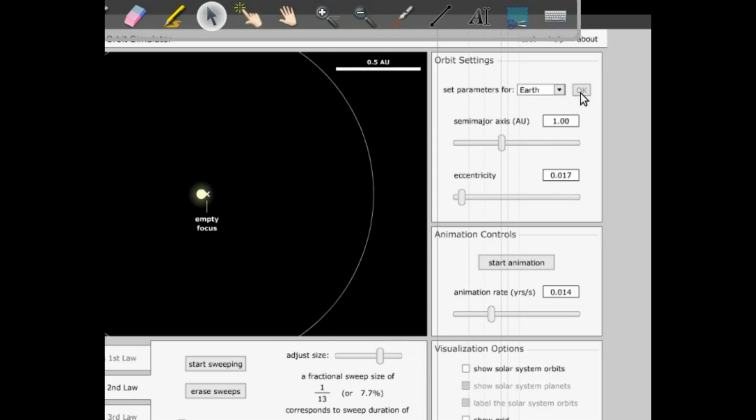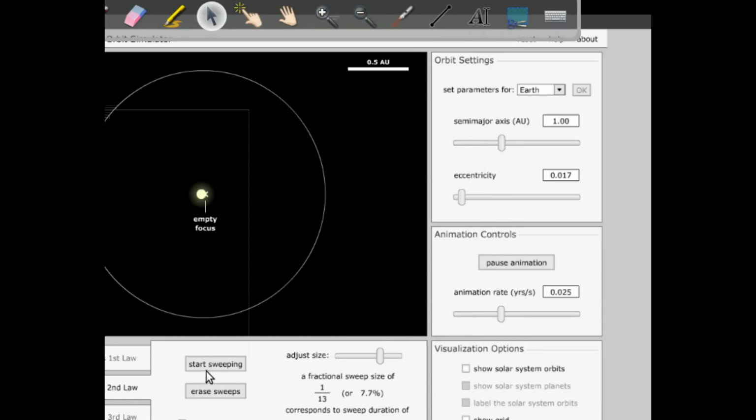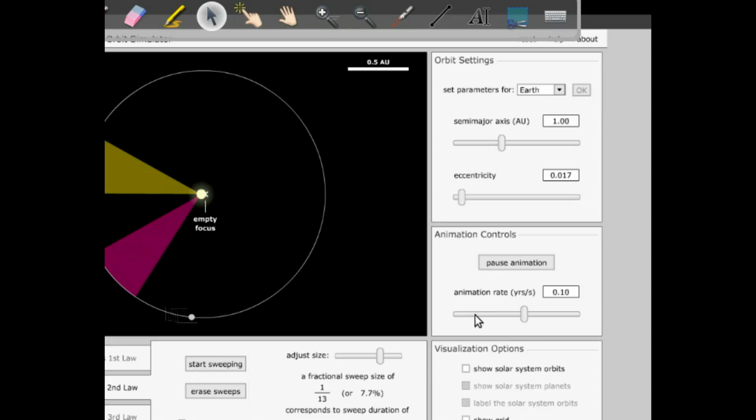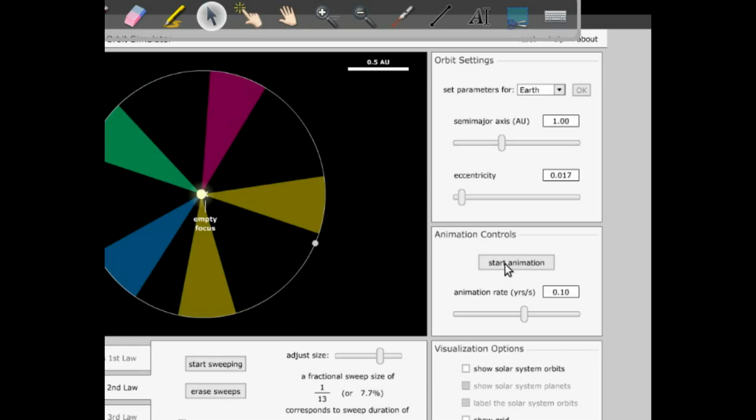We'll take the case of Earth. Is it true for Earth also? Does Earth move faster sometimes and slower sometimes? Let us check what may happen. I'll start the animation. I'll increase the rate of animation and start sweeping. Now look at the size of the triangles here. All triangles are almost of equal area. That means that the planet is not moving faster or slower at any point. This is because the Earth's orbit is almost circular.